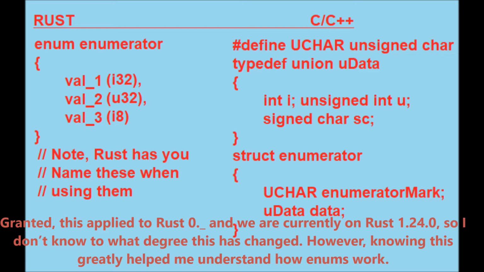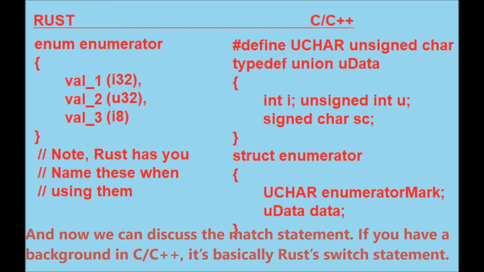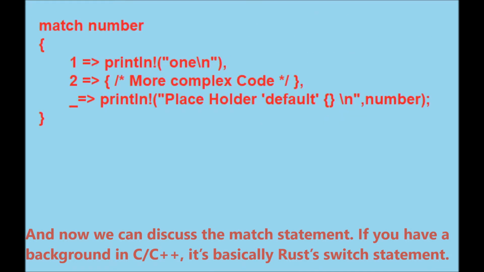Granted, this applied to Rust 0 something, and we are currently on Rust 1.24.0, so I don't know to what degree this has changed. However, knowing this greatly helped me understand how enums work. And now we can discuss the match statement. If you have a background in C, C++, it's basically Rust's switch statement.